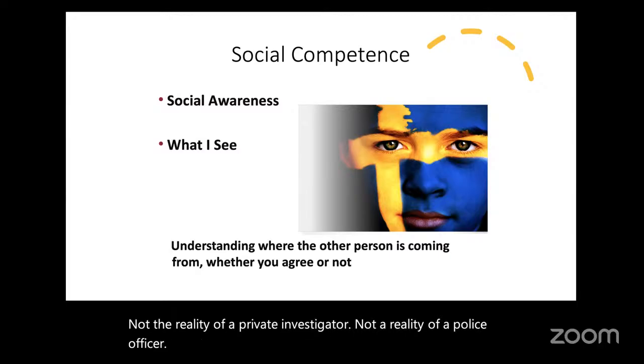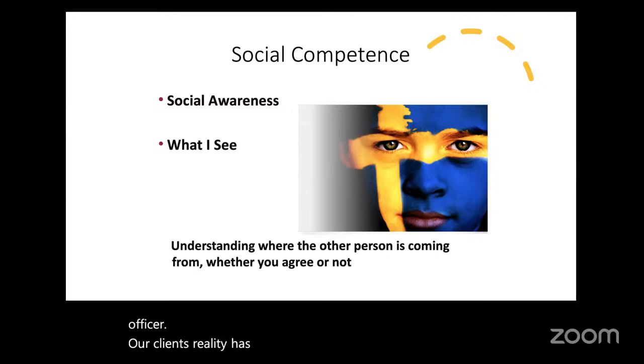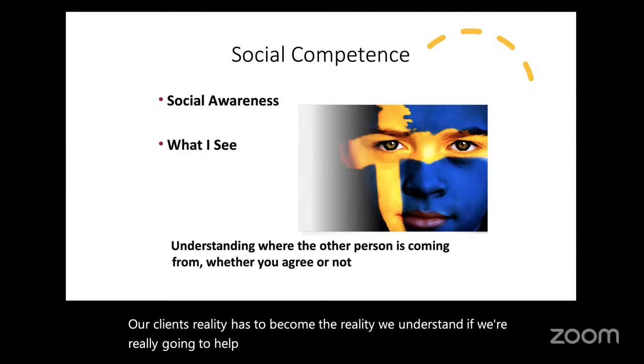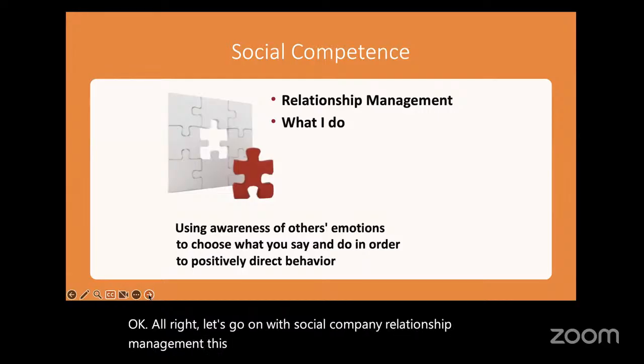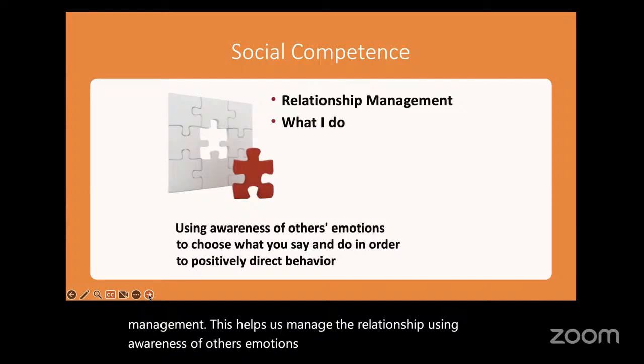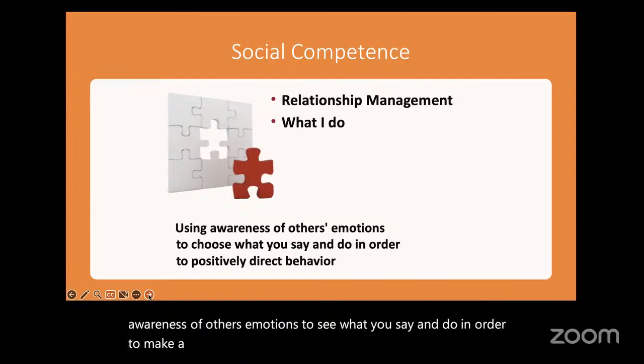Our client's reality has to become the reality we understand if we're really going to help someone. Okay. All right. Let's go on with social competence. Relationship management. This helps us manage the relationship using awareness of others' emotions to see what you say and do in order to make a positive, direct behavior.